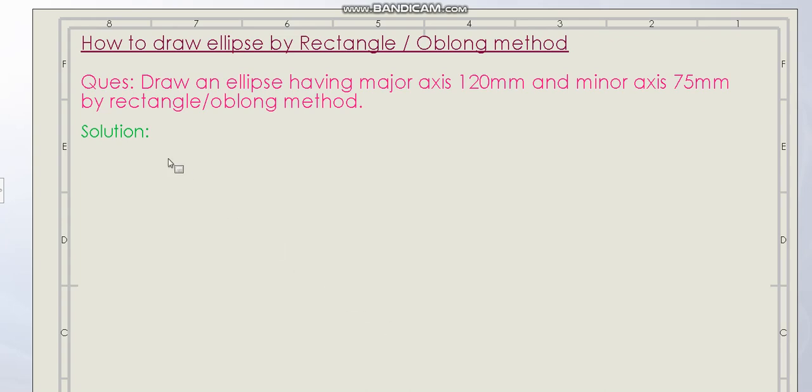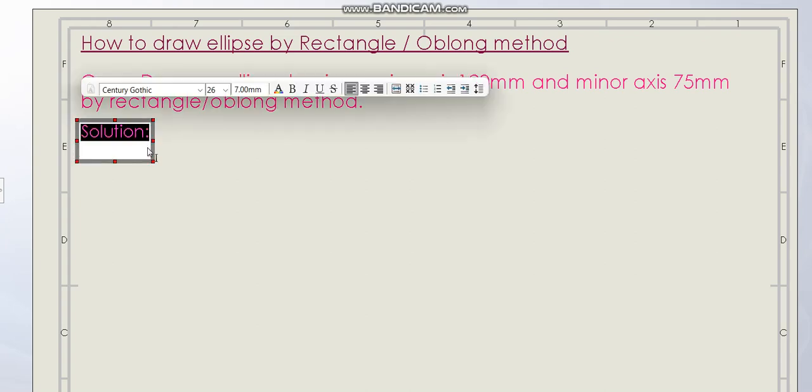In this video, we are going to see how to draw an ellipse by the rectangle or oblong method. See the question. Draw an ellipse having major axis 120 mm and minor axis 75 mm by a rectangle or oblong method. Let's begin the solution.